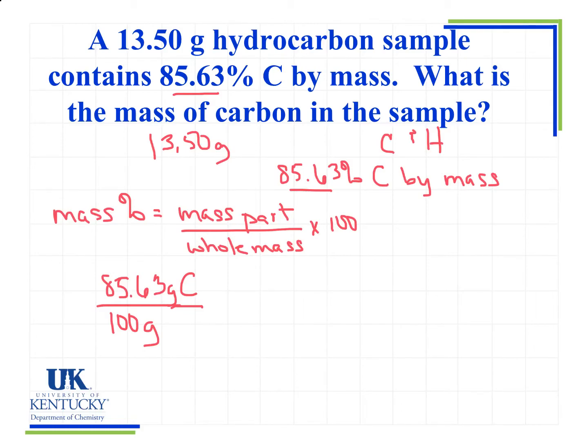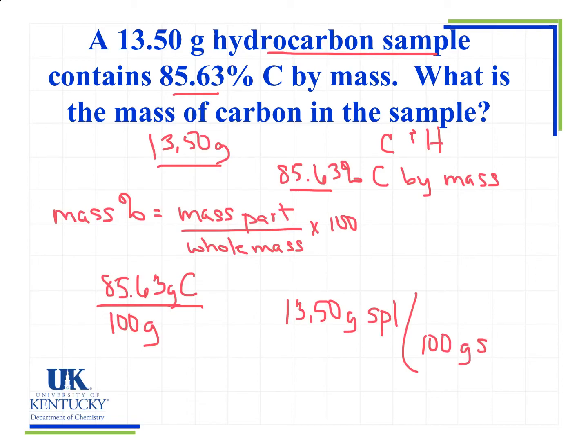Now to actually solve the problem, we only have 13.5 grams of our sample, and we know the percentage based on 100, so we're going to say 13.5 grams of the sample. Notice that this does say the hydrocarbon sample, and so on the bottom I'm going to put 100 grams of my sample, and on top goes the 85.63 grams of carbon. Notice here that we have grams of the sample canceling with grams of the sample. We can't cancel grams of the sample with grams of carbon, so you've got to be careful which one goes on the top and which one goes on the bottom.